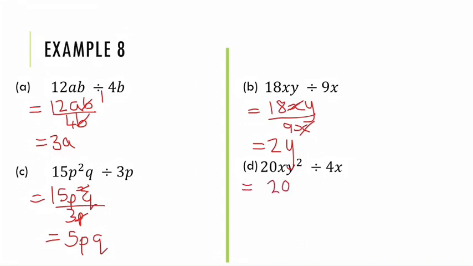In part D, I've got 20xy squared divided by 4x. 20 divided by 4 is 5. X divided by x leaves me with 1. And the y squared doesn't have anything to divide by, so the y squared is still there.